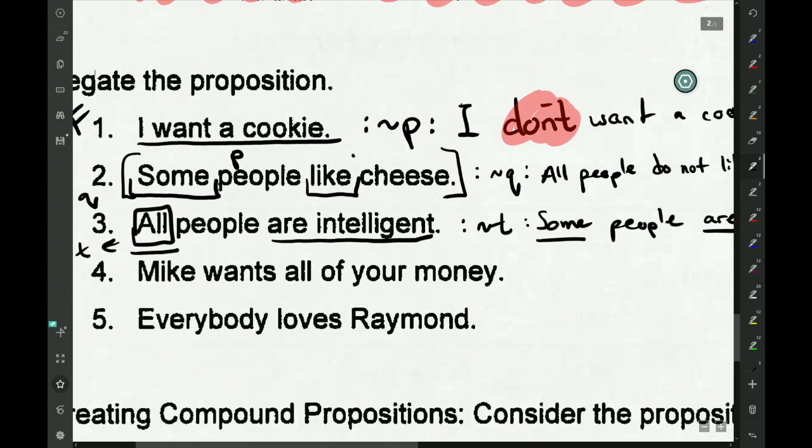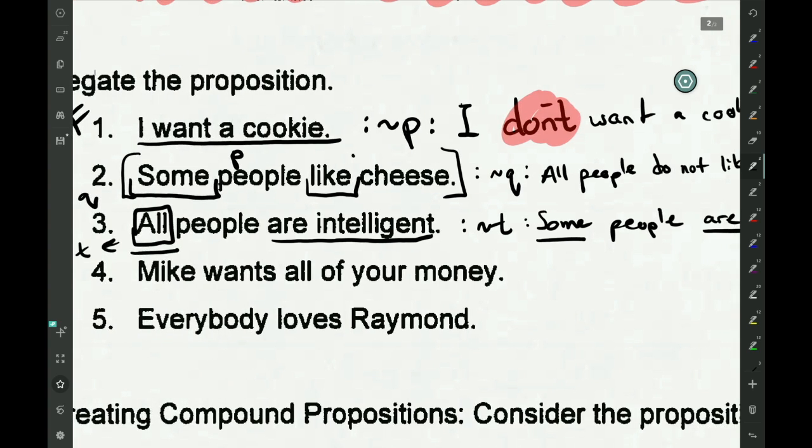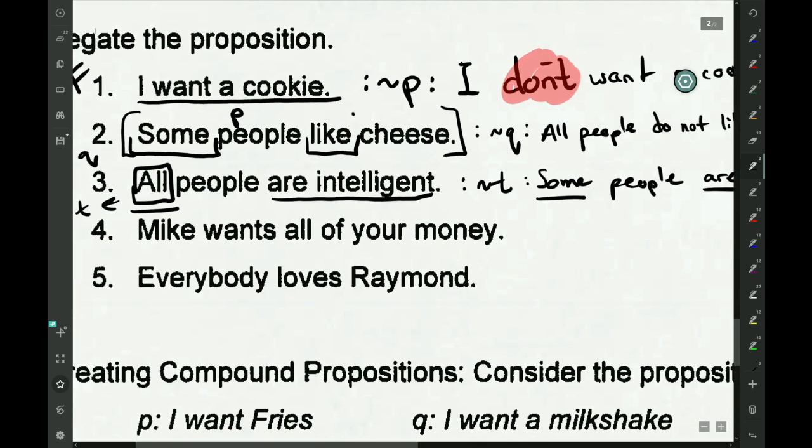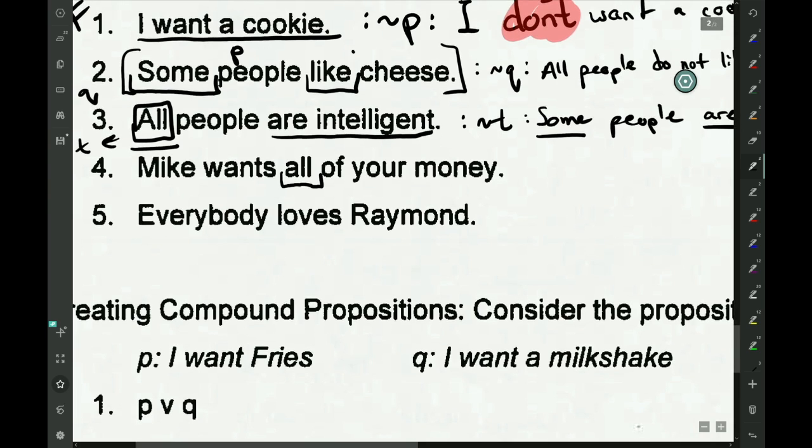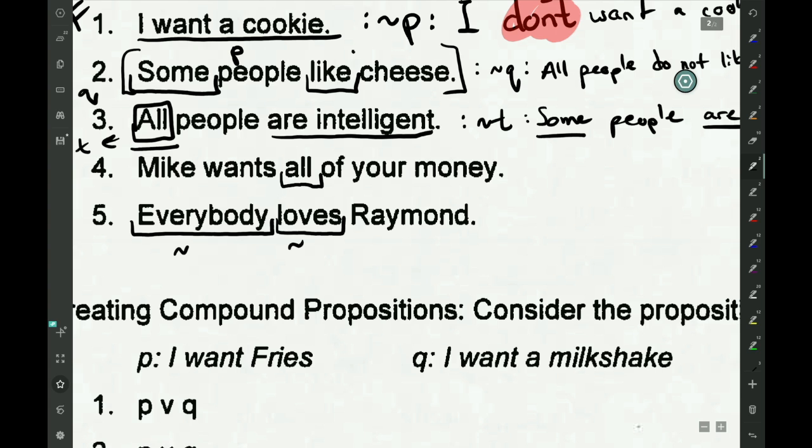Mike wants all of your money. For this one, to kind of help you, I want you to finish. There's no quantifier, so you just need to change all of your money to something a little different. And also, everybody loves Raymond. Everybody is a quantifier, and loves you also need to negate. So there are different times where you have to negate more. We'll be practicing these again.